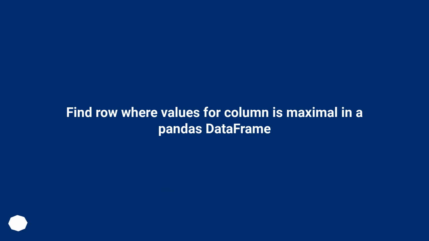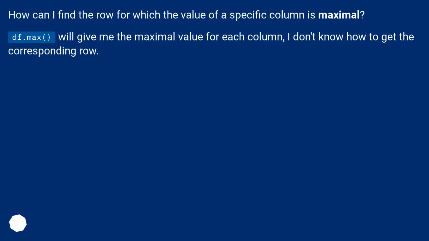Find the row where the value for a column is maximal in a pandas DataFrame. How can I find the row for which the value of a specific column is maximal? df.max will give me the maximal value for each column. I don't know how to get the corresponding row.